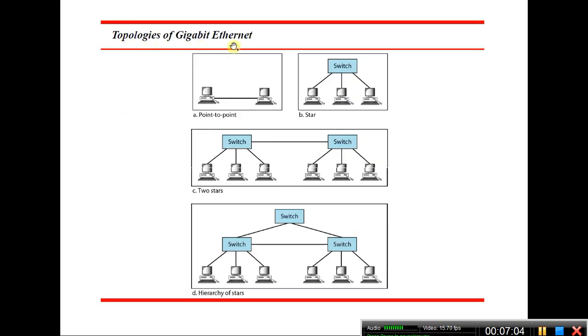Topology of gigabit Ethernet. When there are only two stations, it uses point to point. Otherwise, it uses the star topology. We can connect more stations by using a hierarchy of stars. Two star topologies are connected by using two switches, or it can use a hierarchy of star topology to connect more nodes on the gigabit Ethernet.